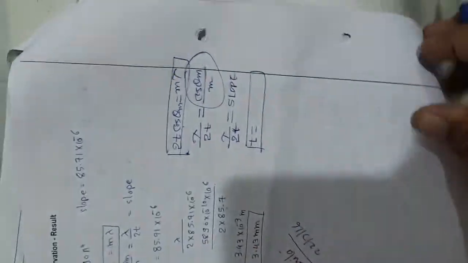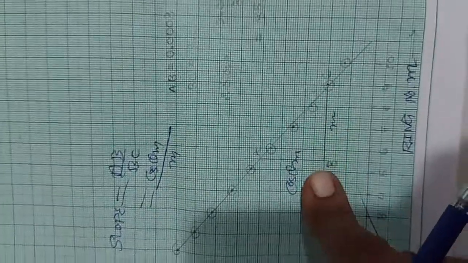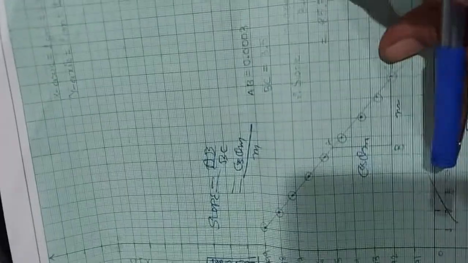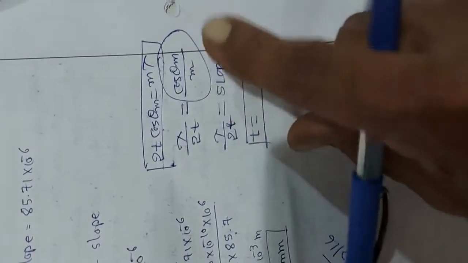What is cos theta m upon m? Cos theta m upon m is nothing but the slope of this graph. And in this experiment, the slope is written here. It is approximately 85 times 10 raised to minus 6. So cos theta m upon m is the slope of the graph.